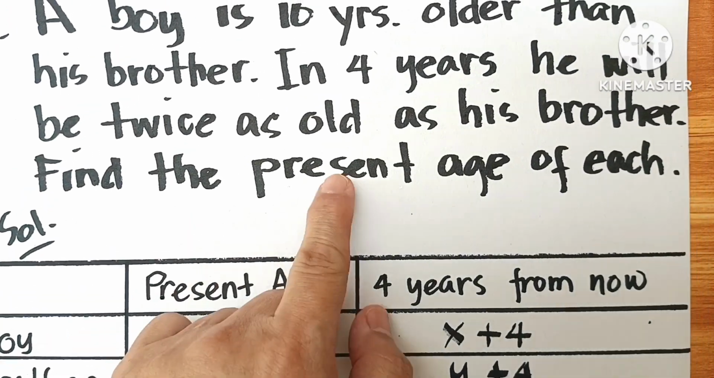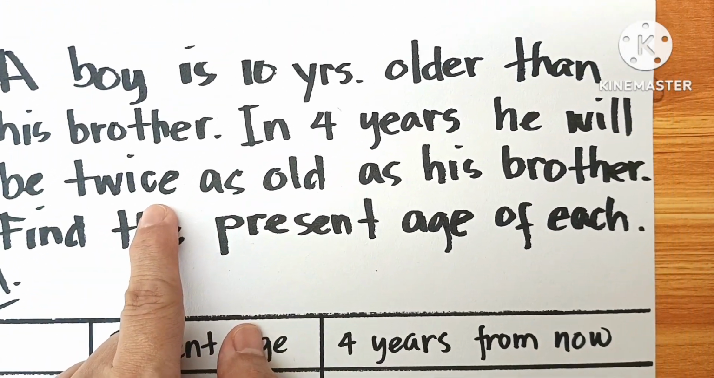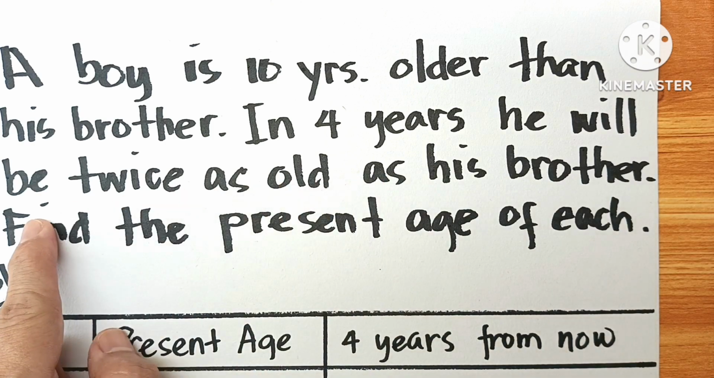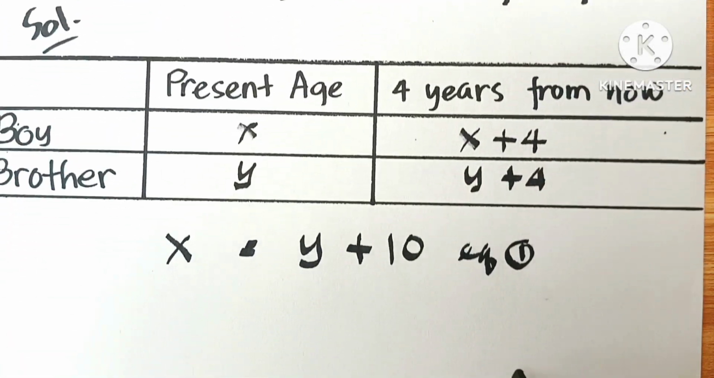That would be our equation 1. Now, for equation 2, we go to the second statement. In 4 years, he will be twice as old as his brother.